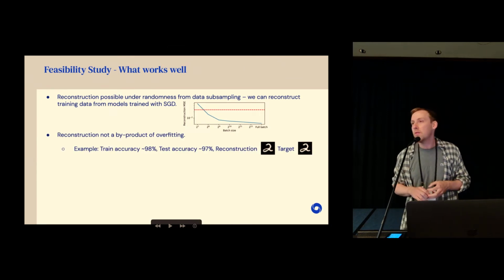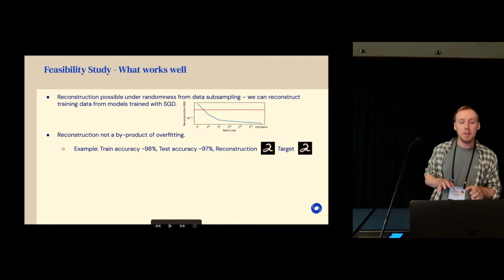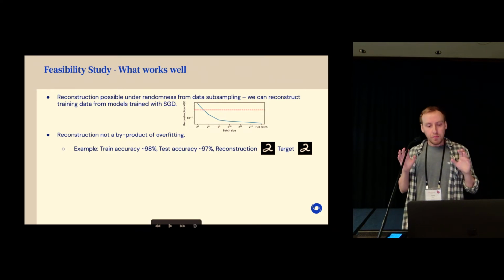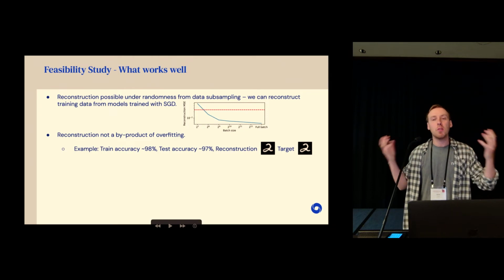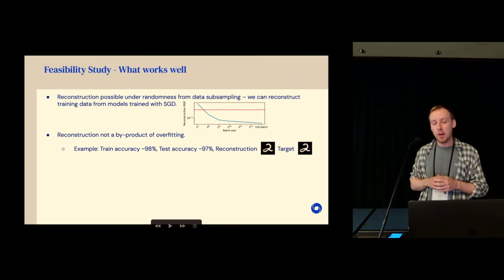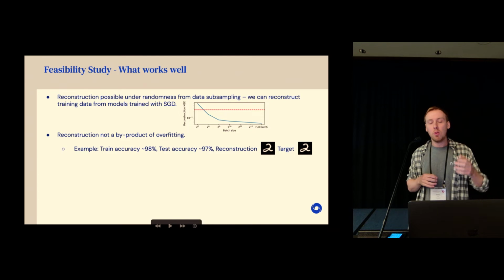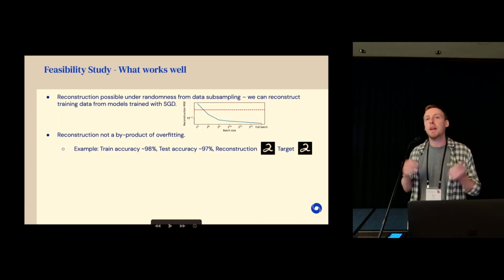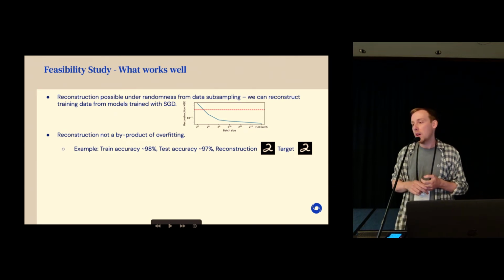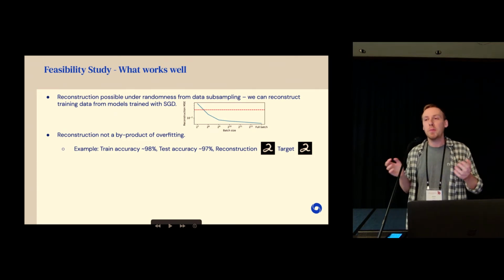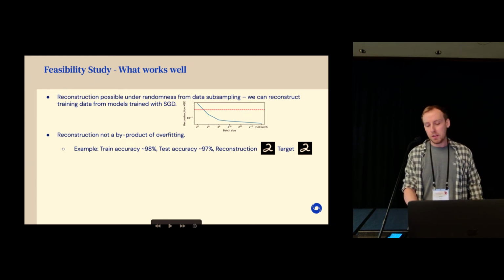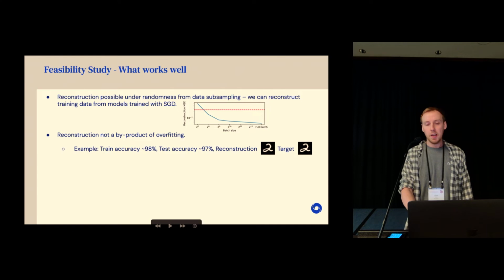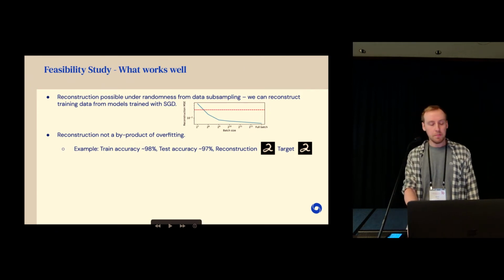The second point is that reconstruction isn't a byproduct of overfitting. It's not the case that we can only reconstruct against models that have classically strongly memorized the training points. For example, all of our experiments are on models like MNIST models and CIFAR10 models whose training and test accuracy differ by only a few percent. This is an example of that: an MNIST classifier that differs by only 1% between training and test accuracy, and the reconstructions look almost identical.